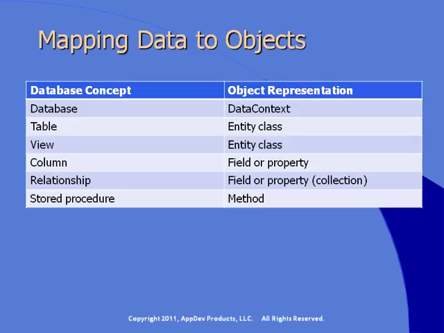There are relationships between tables, and those are represented by properties. In the database, tables are related, and the relationships are going to be represented by properties. So for example, the customers table is related to the orders table. Therefore, the customer class will have an orders property. And that property is a collection of instances of the order class, and it represents the orders for that customer. And then finally, stored procedures will appear as methods.